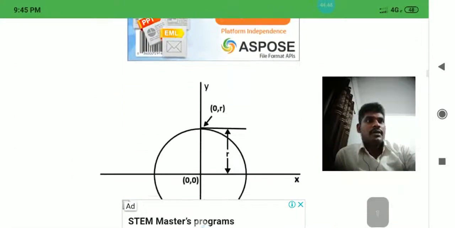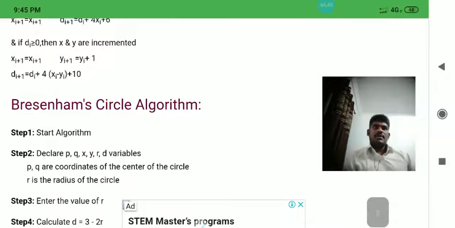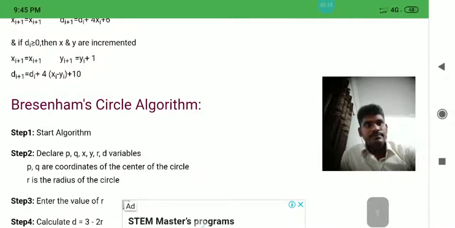This is about Bresenham's circle algorithm. Then we will see, in the same way, the DDA circle algorithm. So both algorithms are given as per our syllabus: first the Bresenham algorithm and then the DDA circle drawing algorithm.